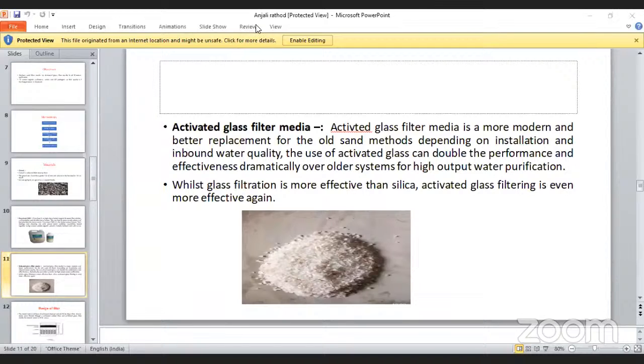Activated glass filter media. Activated glass filter media is a more modern and better replacement for the old sand method. Depending on installation and inbound water quality, the use of activated glass can double the performance and effectiveness dramatically over older systems for high output water purification.